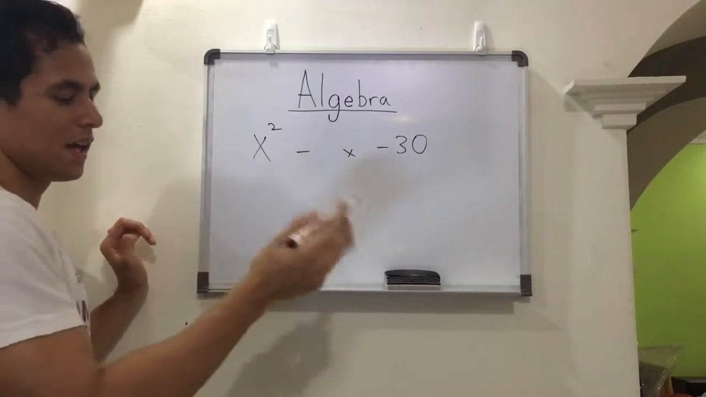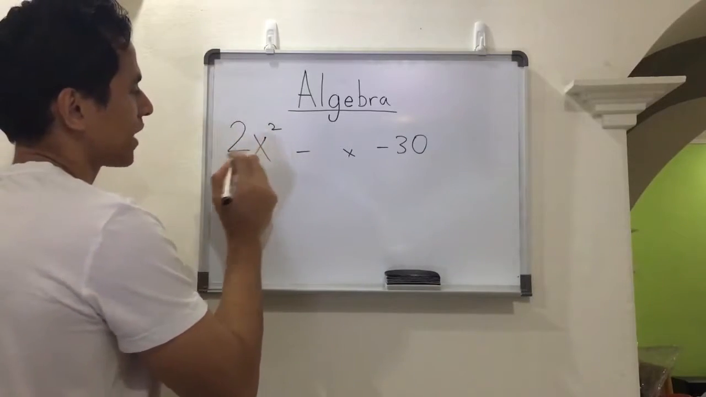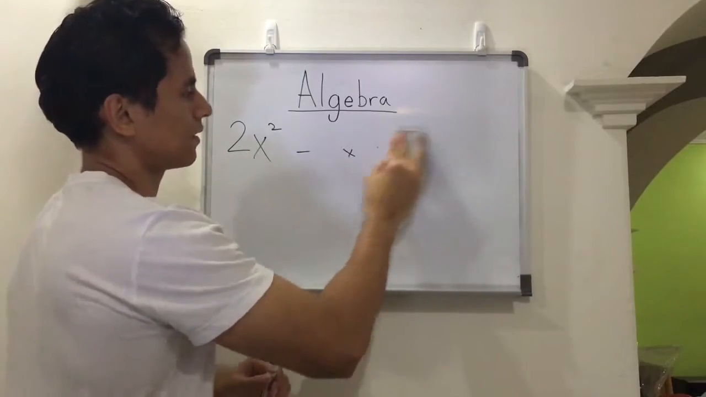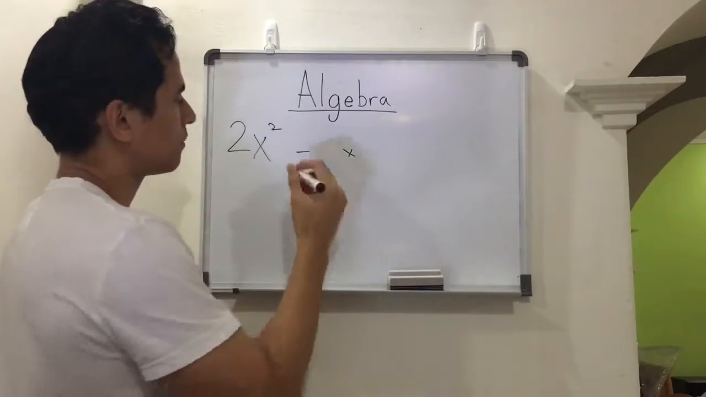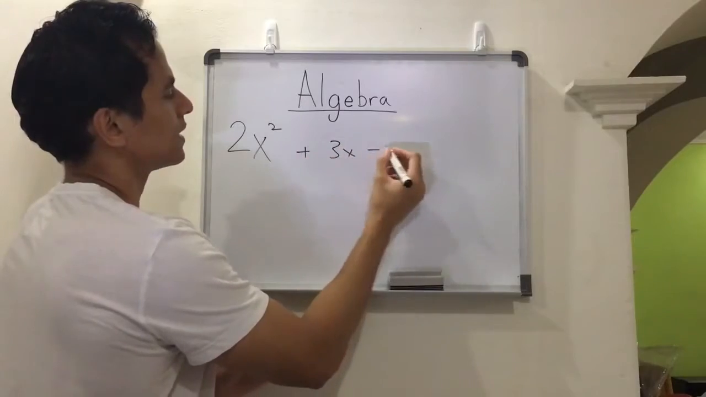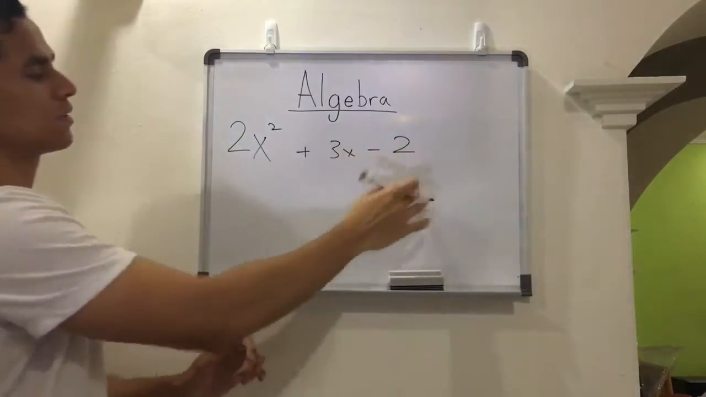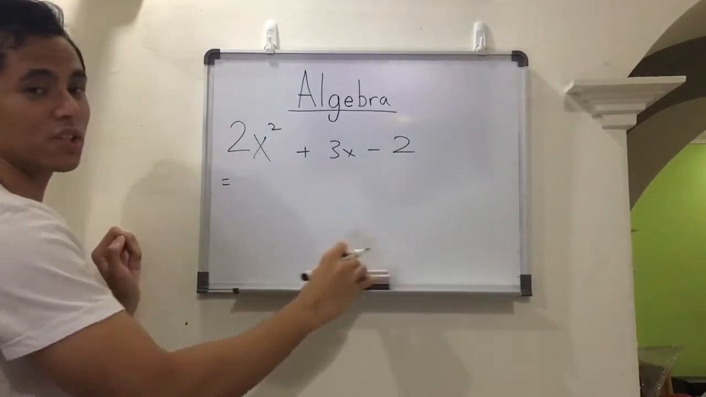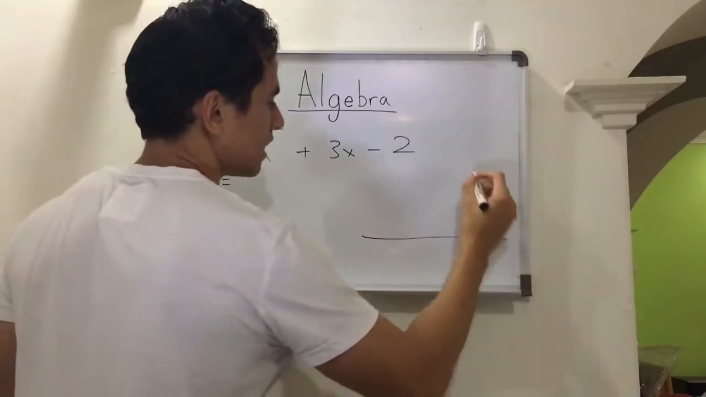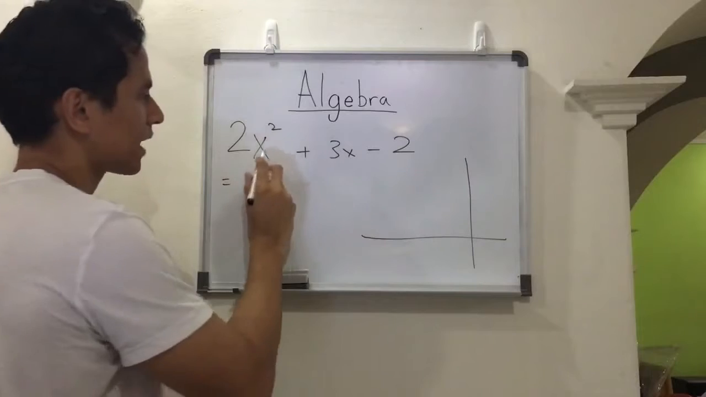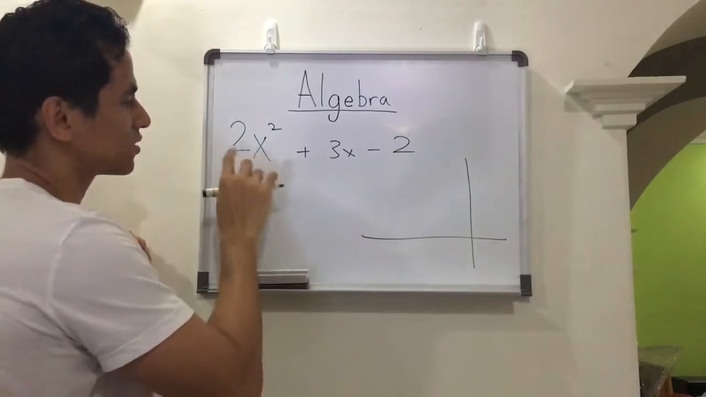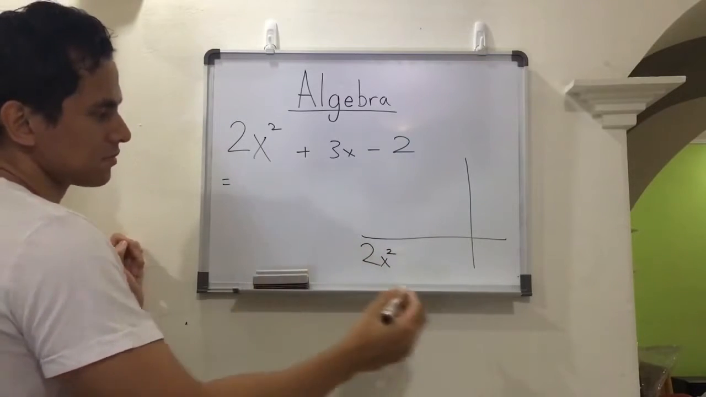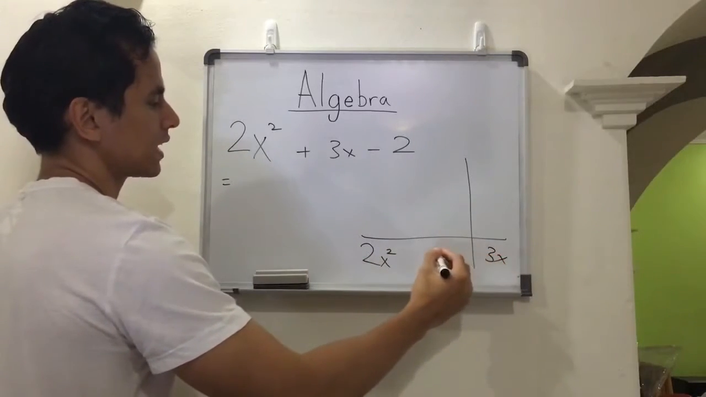So let's use 2x squared, okay? So 2x squared plus 3x minus 2, okay? So this, let's see, can we factorize this? Let's try. Again, the cross method. So now, what happens? 2x squared. So I'm not going to put x squared here anymore because it's 2x squared. So I'm going to put 2x squared here. 3x goes here. Minus 2 goes here.